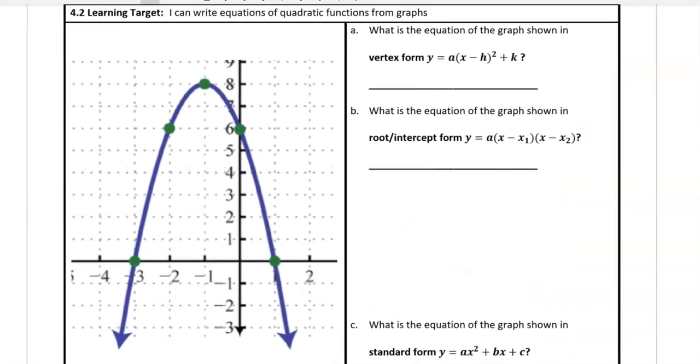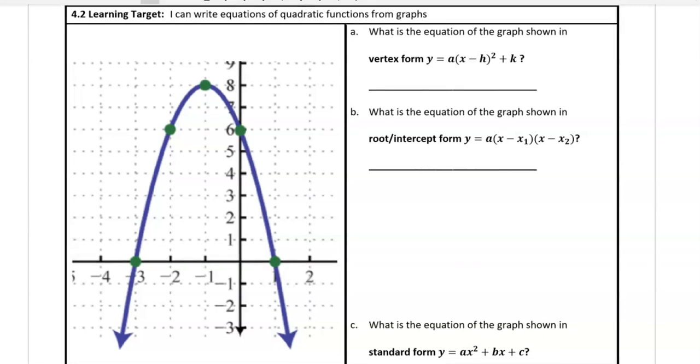Moving on to the back page, it says, what is the equation of the graph in vertex form? So for vertex form, we need the vertex. Our vertex here is at (-1, 8). And then also in vertex form, we need the a value. When we calculate the a value, it's going to be rise over run squared.